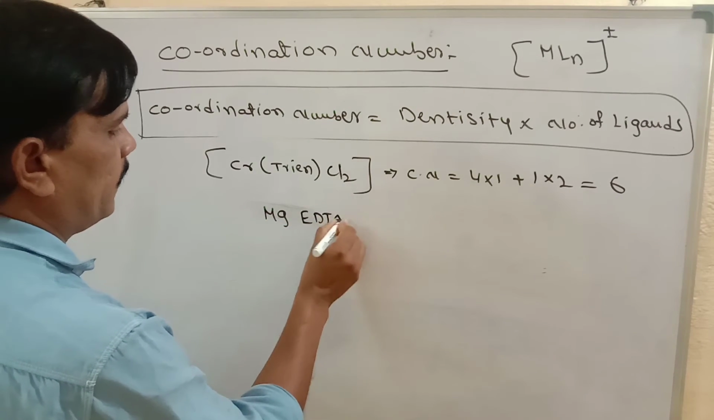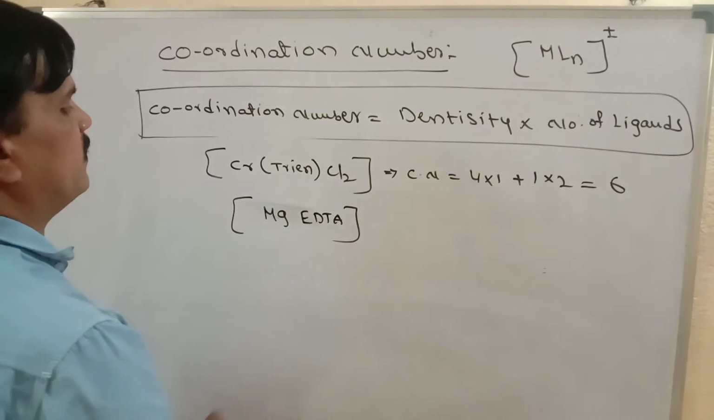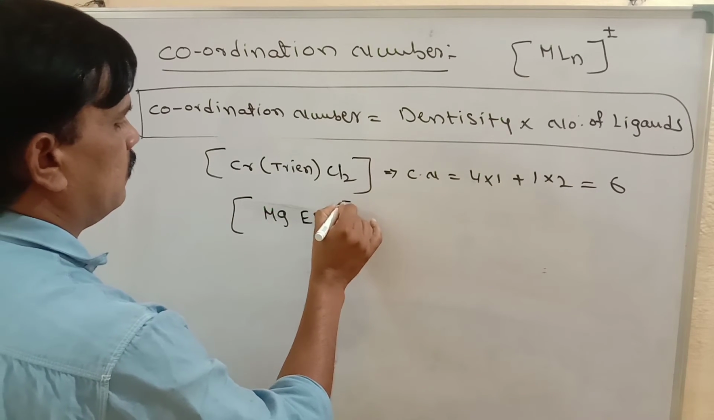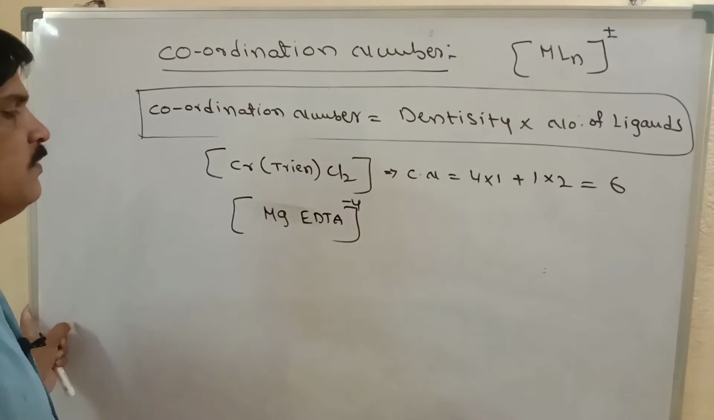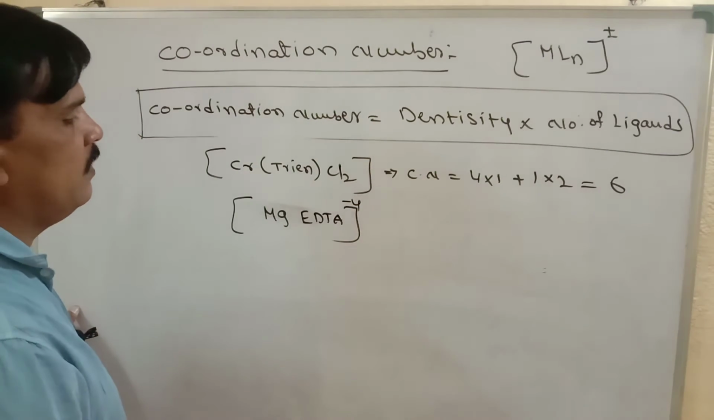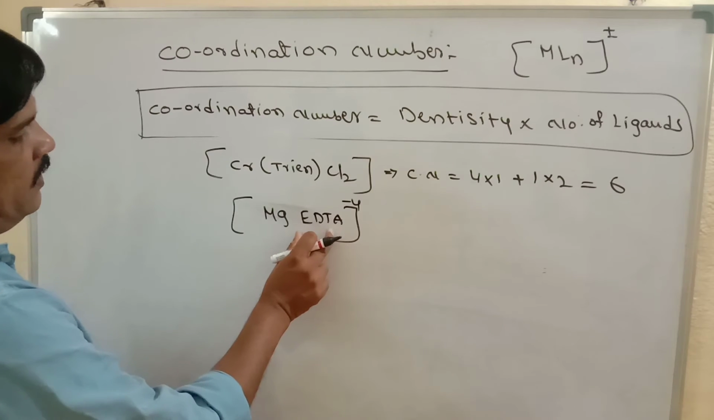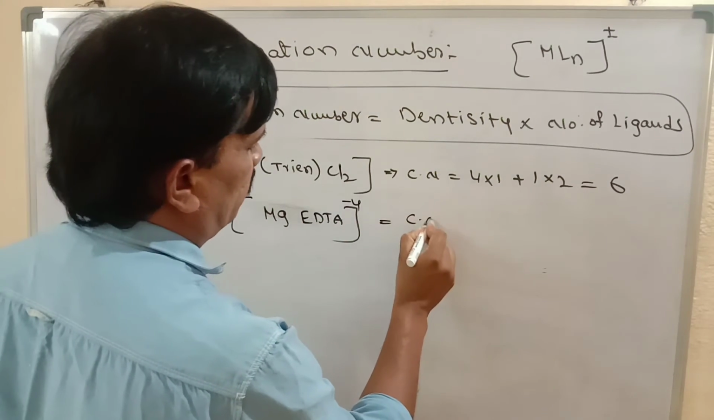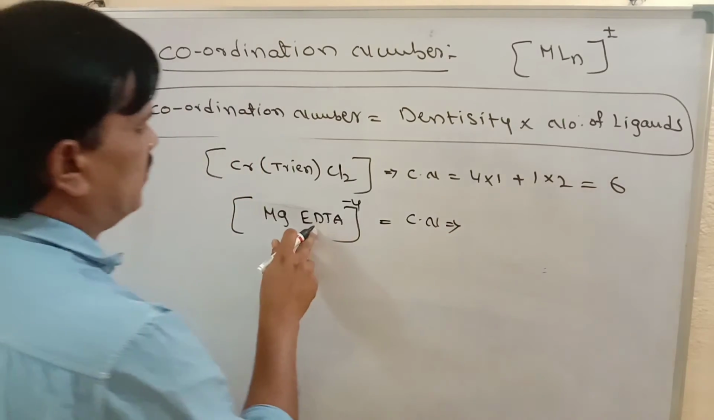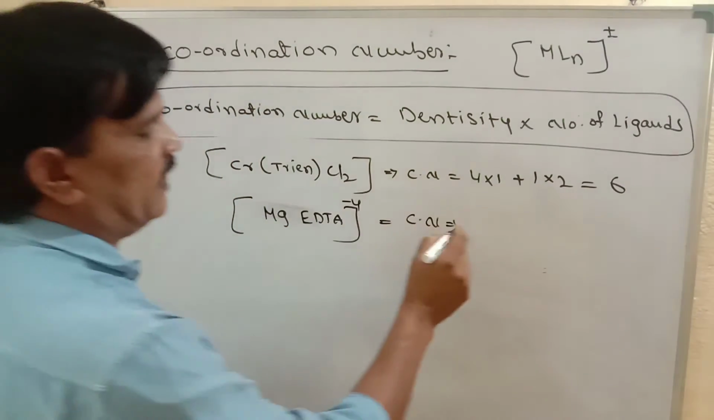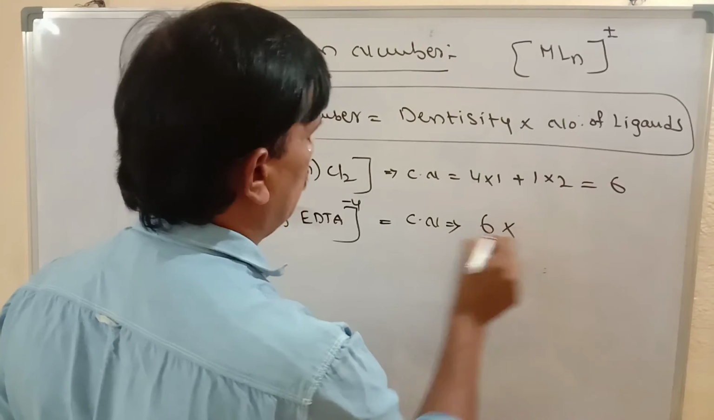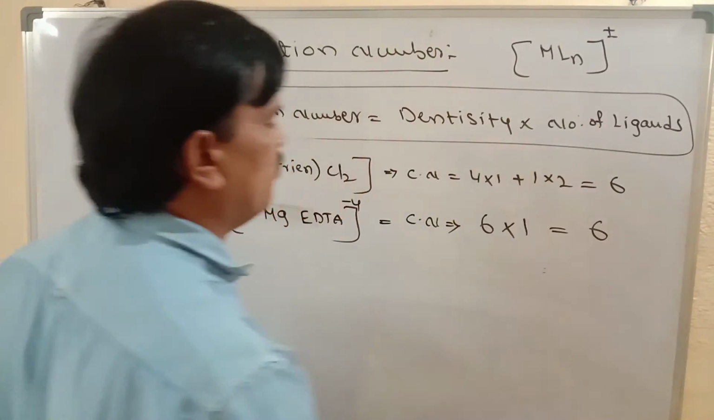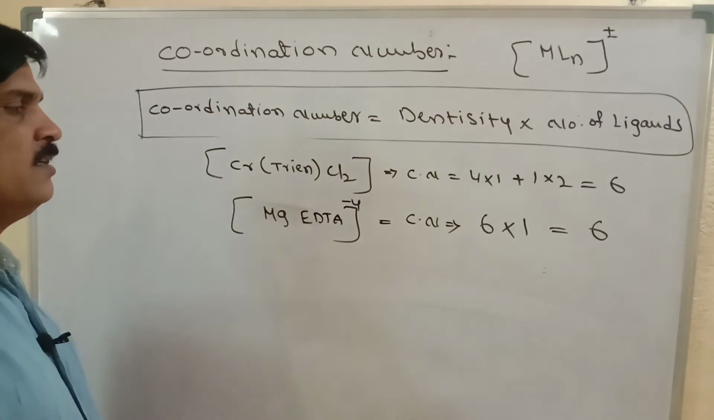Mg EDTA. Now this is the complex compound, minus 2 charge for example. EDTA is a hexadentate ligand. How many EDTAs are there? 1 EDTA. So its coordination number is 6.